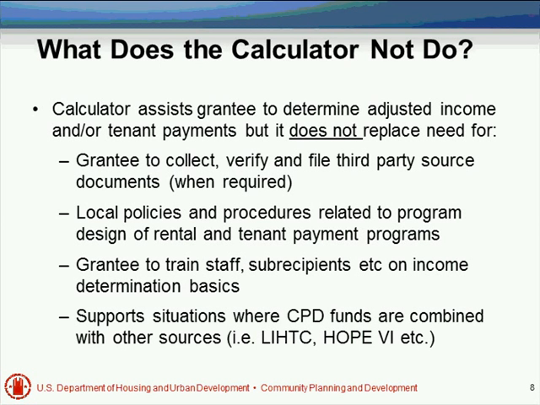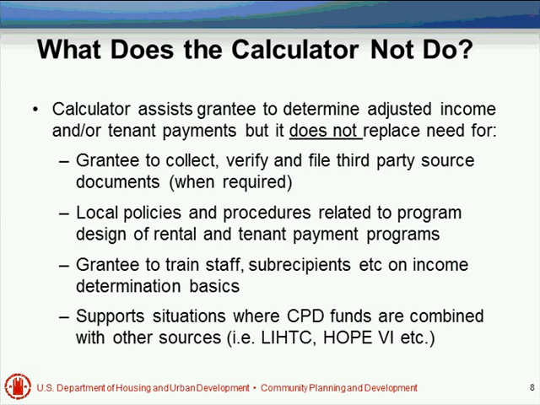Your local policies and procedures related to how your program is designed, how you do calculations yourself, all of that should play into the calculator in terms of what you input, but you still need to have local policies and procedures about whose income to include, exclude, et cetera.